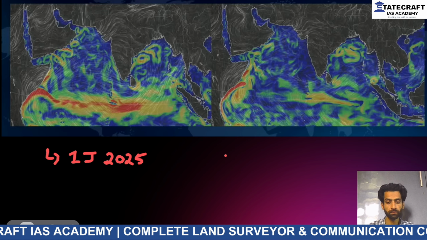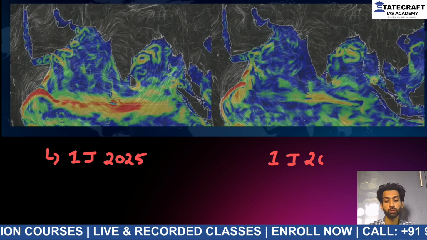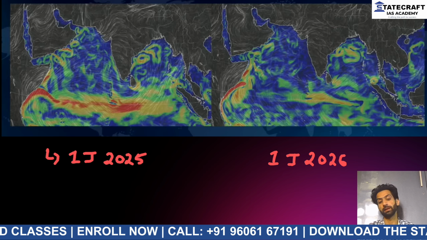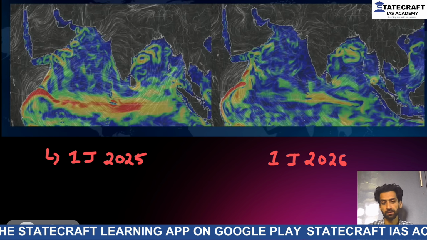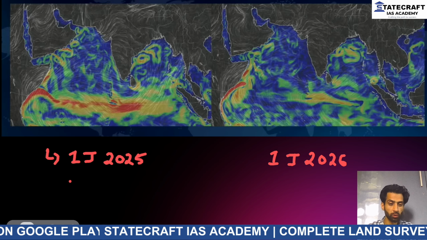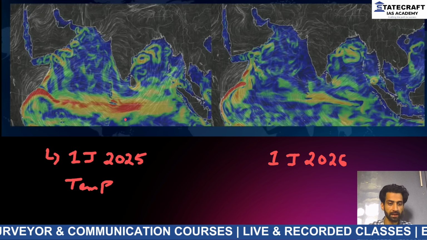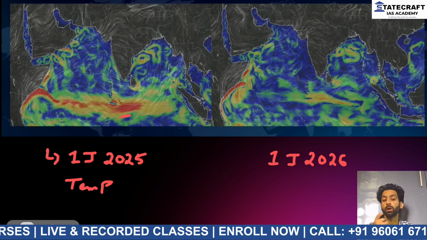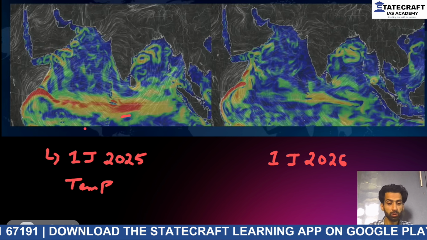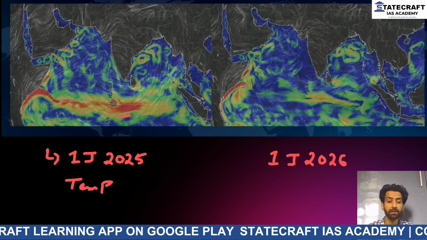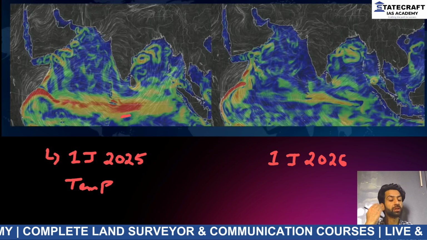This is the image of 1st June 2026. Tell me something. Can you see the difference? The red color shows the temperature. The slight reddish color that is present here shows the temperature of the water. Are you getting my point? In 2025, at the same time, the temperature was more. If it's more red, that means the temperature is more.